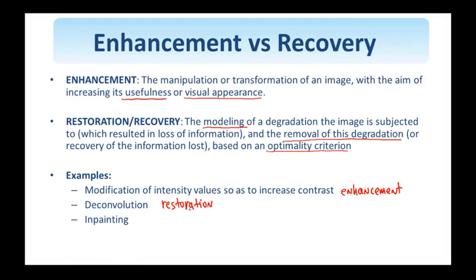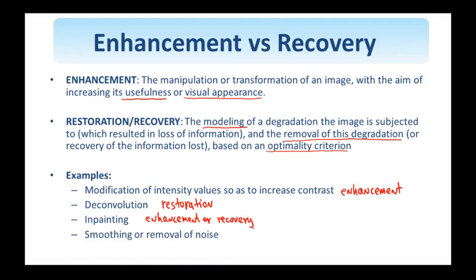The third example is in-painting. As we'll see, the degradation in this case removes the intensity values of the pixels in a part of the image, and the objective is to estimate these missing values. If this estimation is done without determining an optimality criterion, just doing an operation that simply makes sense, then we have an enhancement problem. If, on the other hand, the in-painting procedure depends on an optimality criterion, then we have a recovery problem. So this could be either enhancement or recovery. In this class, we'll talk about in-painting as a recovery problem.